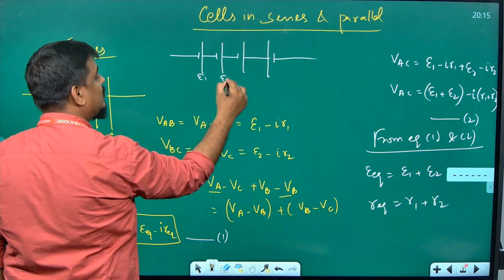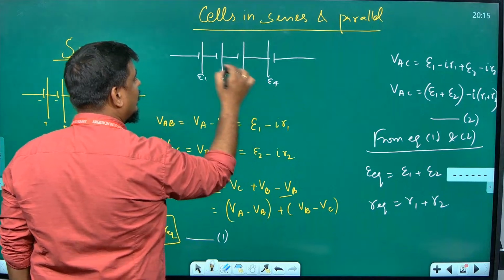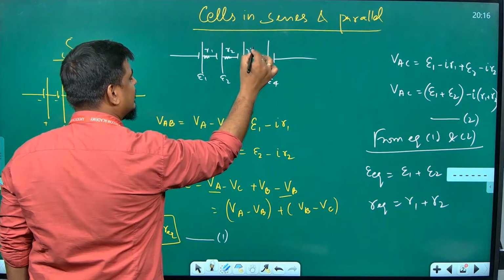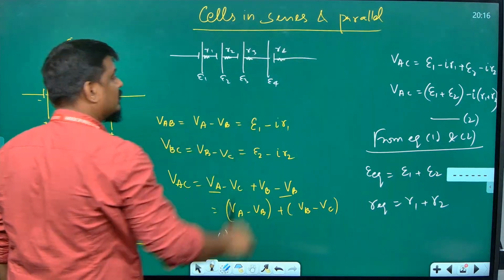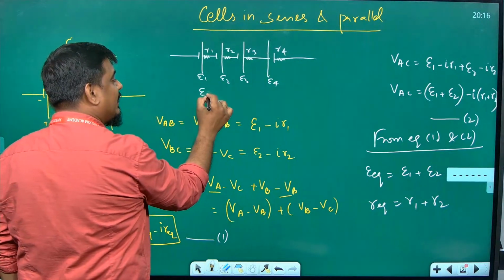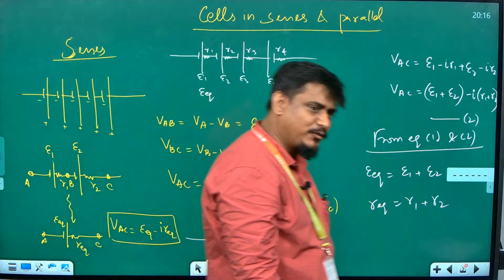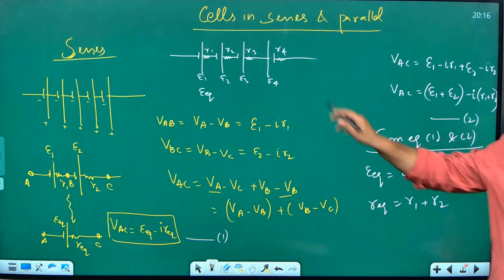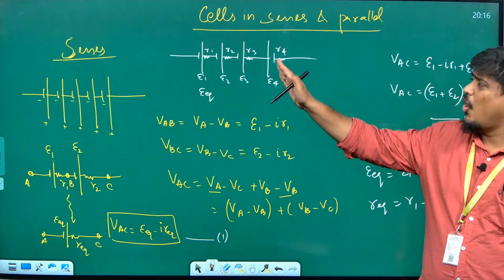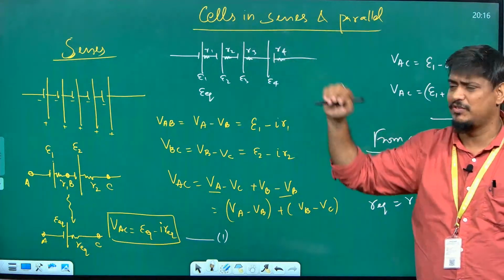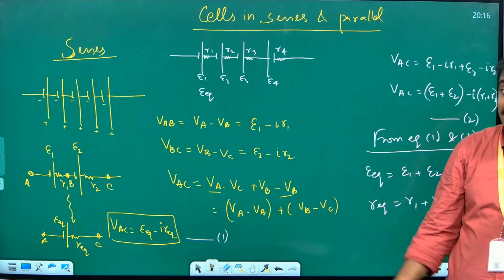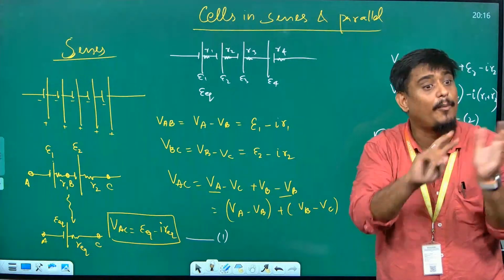E1, E2, E3, E4, with resistances R1, R2, R3, R4. Do you think in this case E equivalent will become equal to E1 plus E2 plus E3 plus E4? No, because here one cell is in the opposite direction. Parallel means negative together or positive together. Here only positives are together and negatives are not together, right? We cannot say parallel, but we can say that one cell is wrongly connected, oppositely connected.